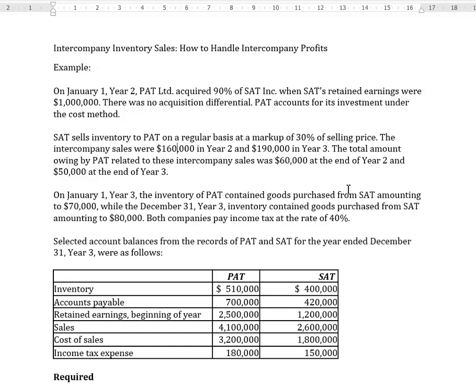We also know that by the time we got to the end of year 2, there were certain amounts that Pat, the parent, had not yet paid SAT, and that was $60,000, and by the time you got to the end of year 3, it was $50,000.